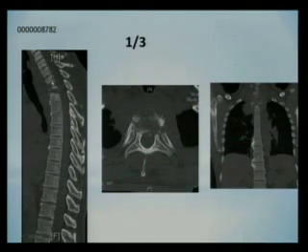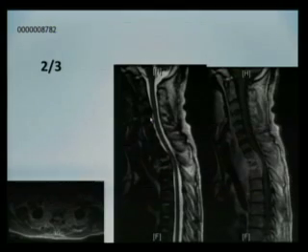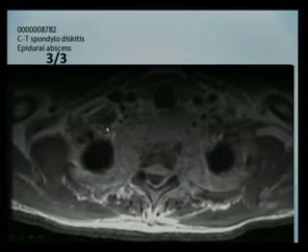And here is a sagittal of a CT, and you can see there is a vertebra that is destroyed here. And on the axial slice, you can see the soft tissue mass breaching the bony rim here. You see the same thing on MRI, except for the bone detail, which is usually better seen on CT. This was a spondylodiscitis, and this was an epidural abscess.